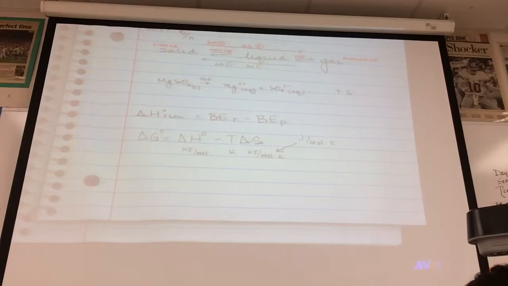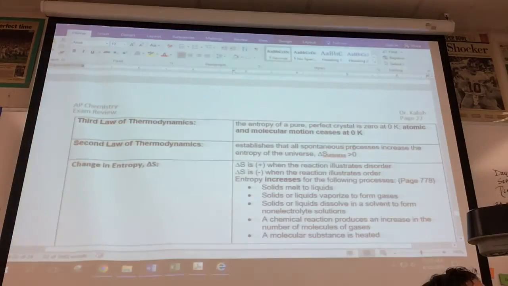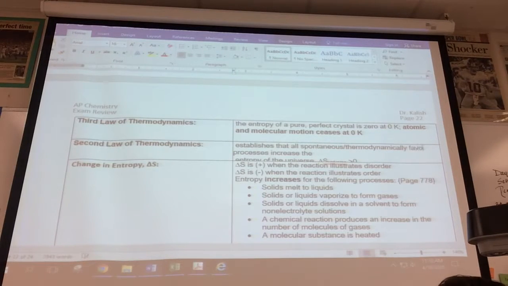Couple other things here. Second and third laws. Third law says the entropy of a pure, perfect crystal is 0 at 0 Kelvin. That's because there's no atomic or molecular motion at 0 Kelvin. Second law of thermo says that spontaneous or thermodynamically favorable processes will increase the entropy of the universe. You may want to have thermodynamically favorable.